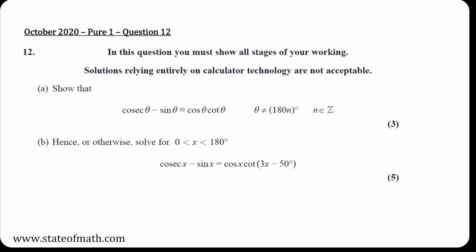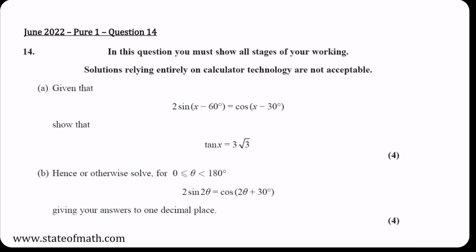Again, the classic question. The first part prove the identity, the second part hence or otherwise solve. In June 2022, something very similar. You had to use the addition formula in order to arrive at tan x is 3 root 3, and therefore use the given result in order to proceed in solving the given trigonometric equation.